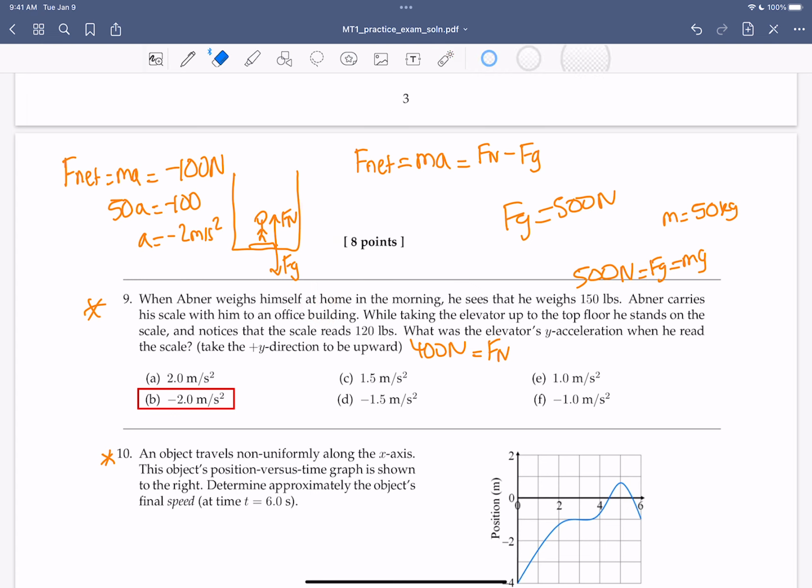And what that means, since we have that negative acceleration, is that, sure, it's still moving upwards maybe, but it's slowing down or something, right? Because you're moving upwards. It says the elevator's taking it up to the top floor. It's just that the force of gravity is greater, right? So that's all.